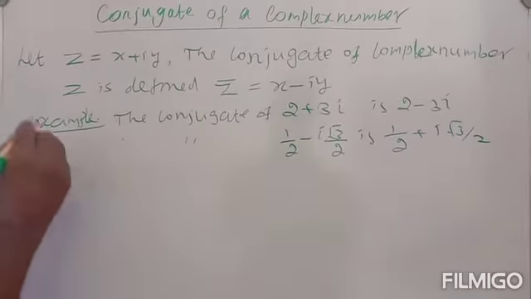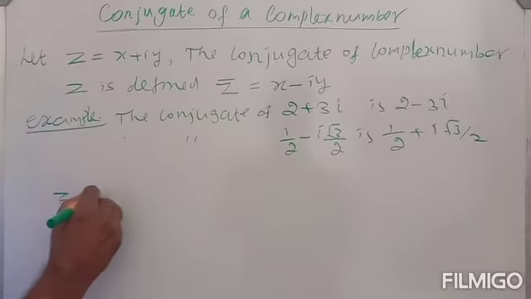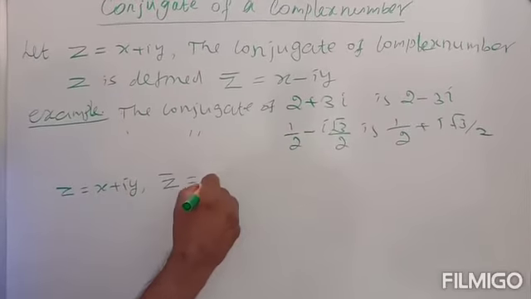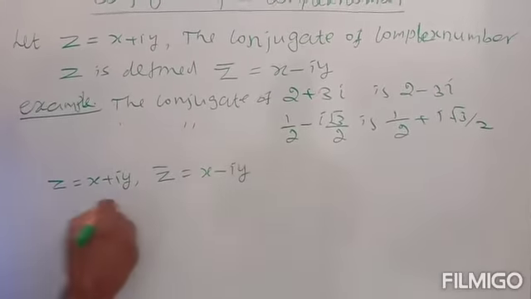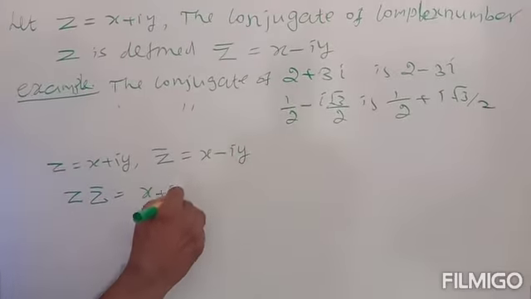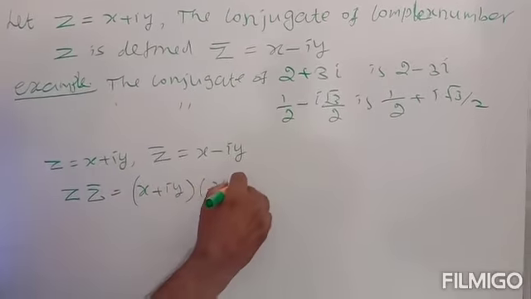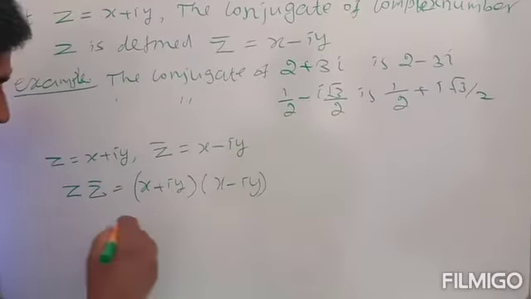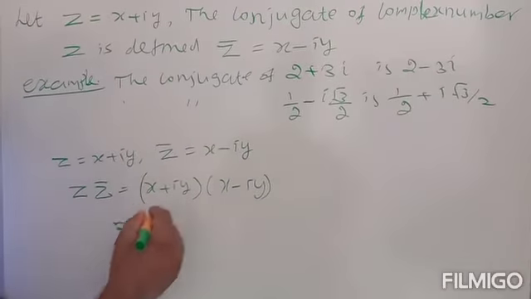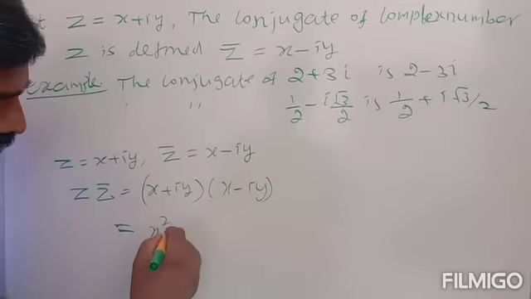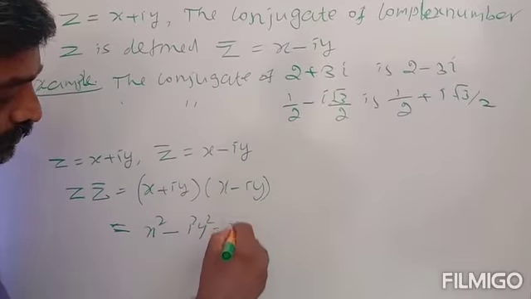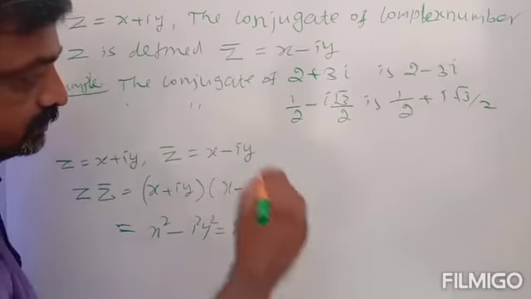So z into z bar: z is equal to x plus iy, z bar is equal to x minus iy. So z into z bar equal to x plus iy into x minus iy. So that is equal to x square minus i square y square, that is equal to x square plus y square.